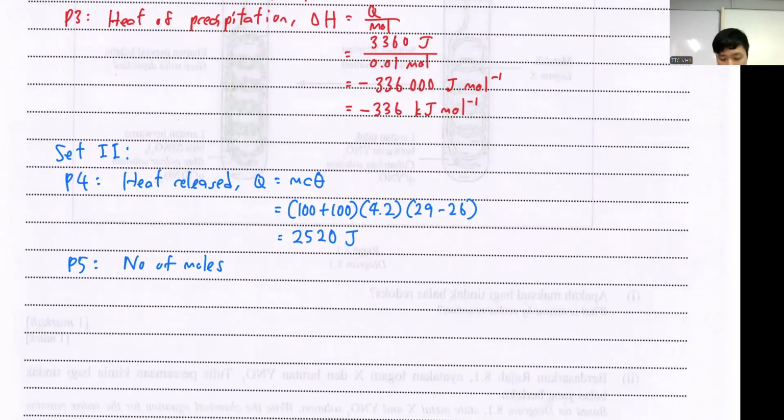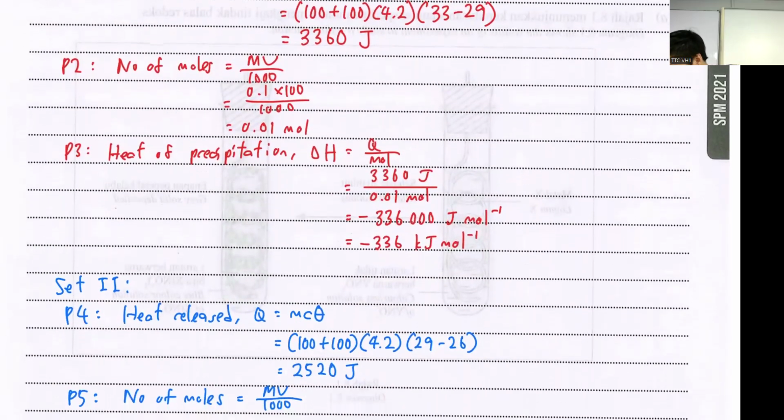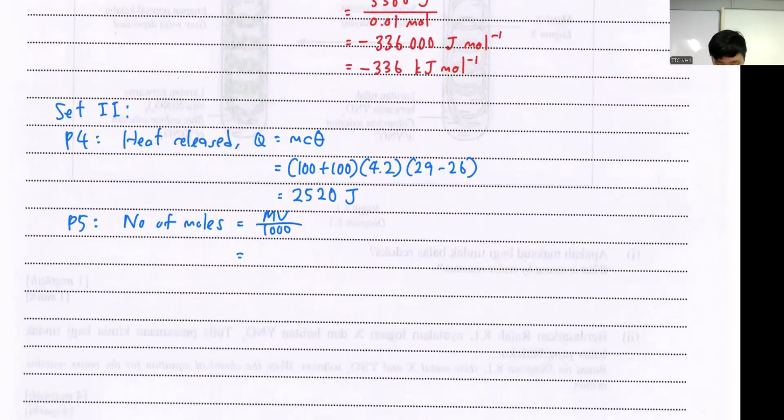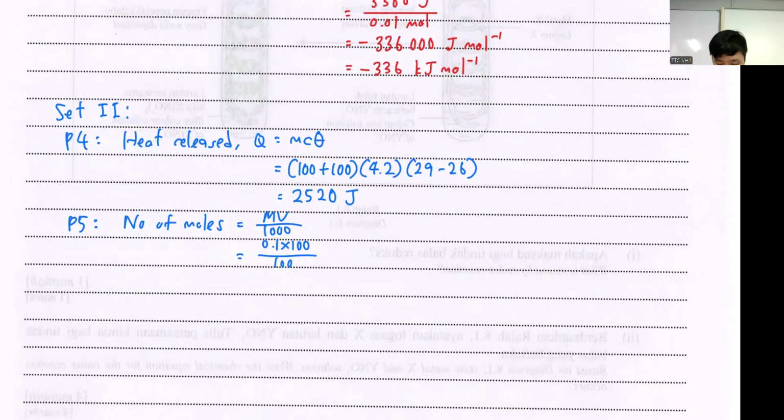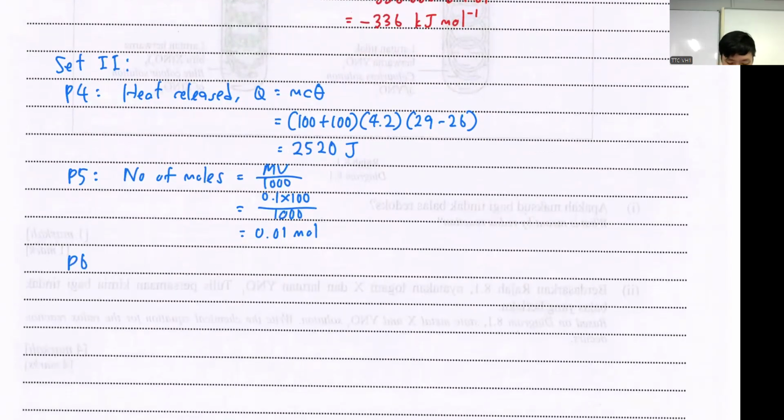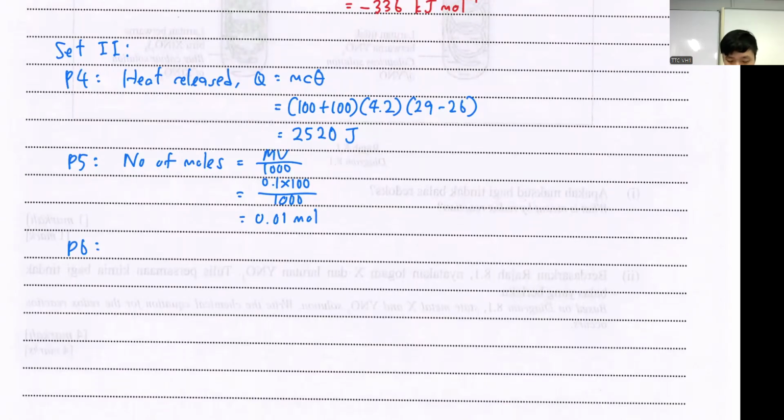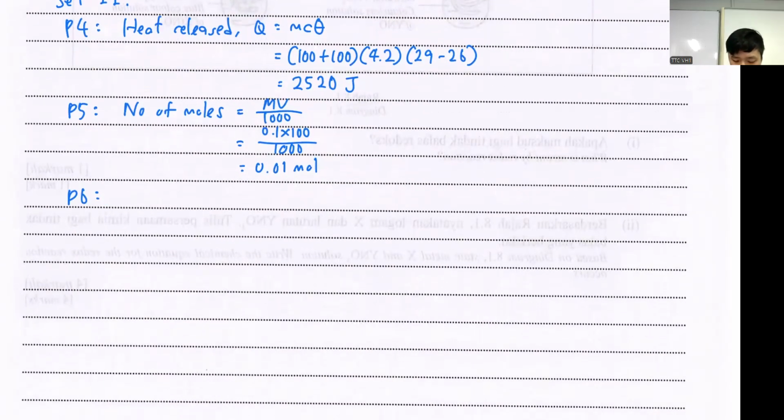Number of moles equals MV over 1000. Same thing, right? 0.1 times 100 divide 1000. You will get 0.01 mole again. Next, same thing as the heat of precipitation. Delta H equals Q divided by mole. Q is 2520 joule, mole is 0.01 mole.